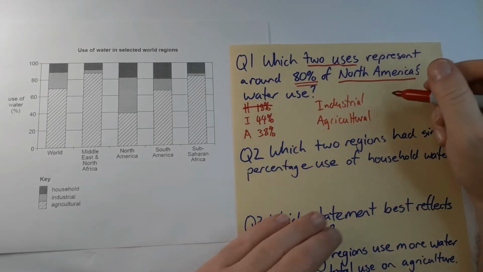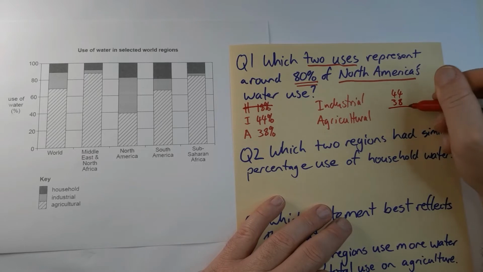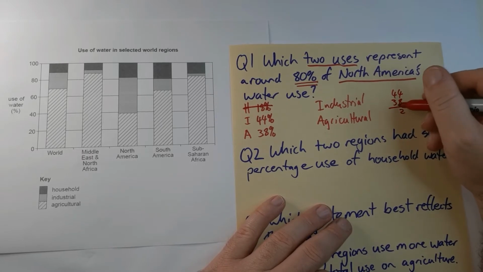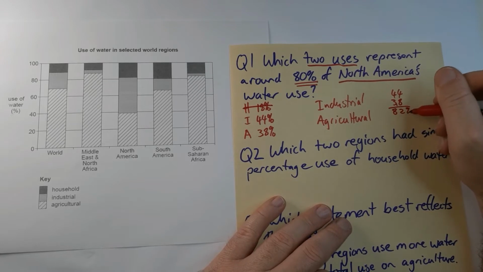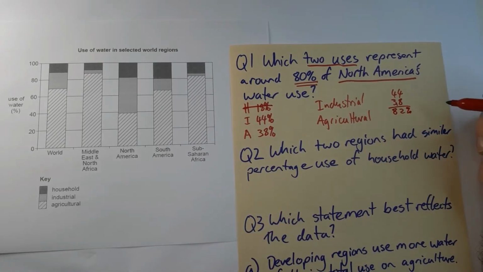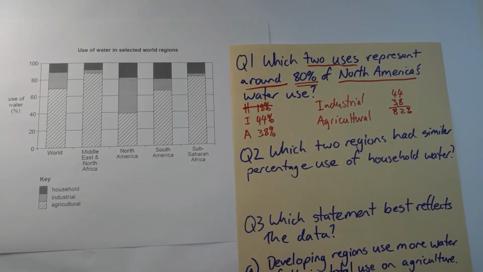Because if I add those 2 numbers together, 44 and 38, 2, carry the 1, 4, 4. So that should give me 82%. So that's not bad. That is very close or around 80%. So that's going to be my most correct answer.